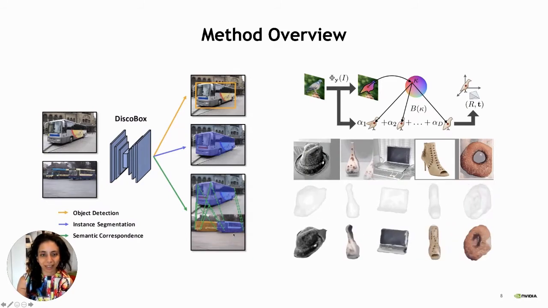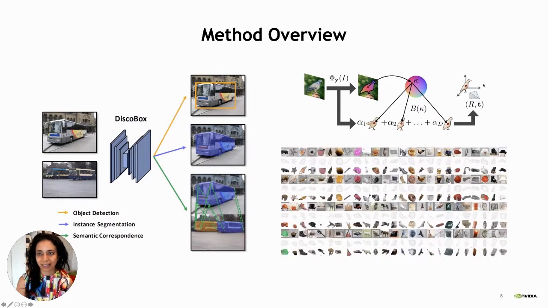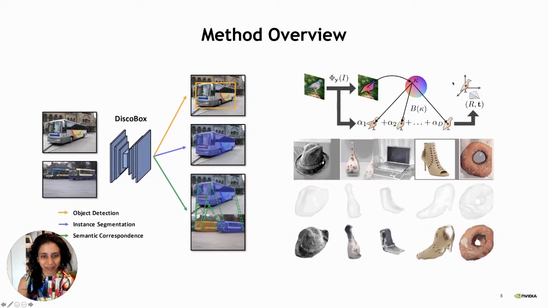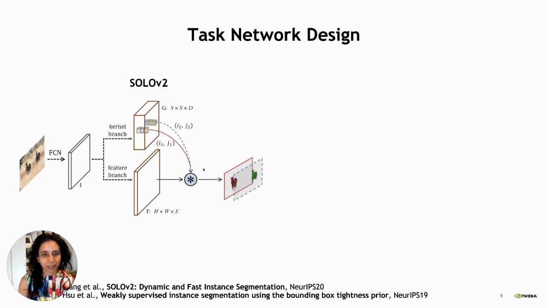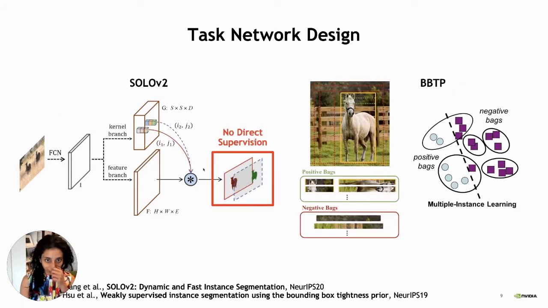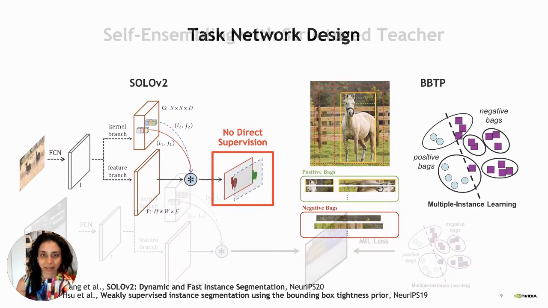So ultimately, what we want is 3D correspondences, right? So how do we do this with just limited supervision? I won't get into the details here, but the main idea is we can create self-supervision based on positive and negative bags, right? So if you have this box, you can create positive bags within the box and negative bags outside the supervised box. And based on this, we can do multiple instance learning for instance segmentation.